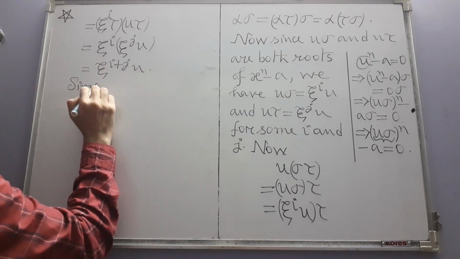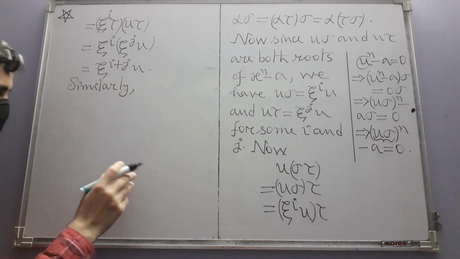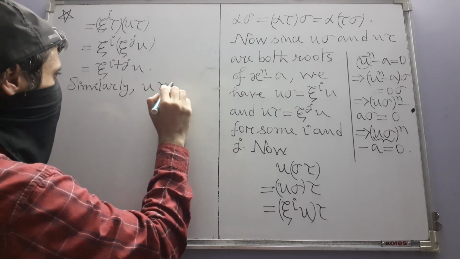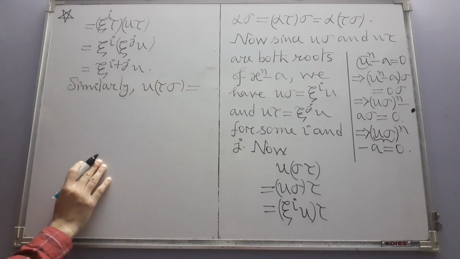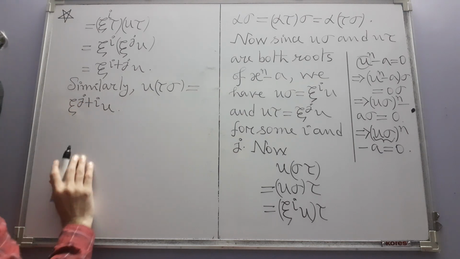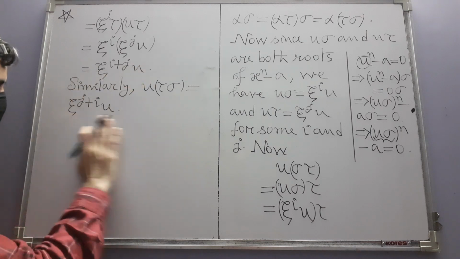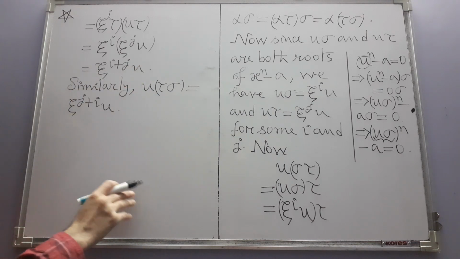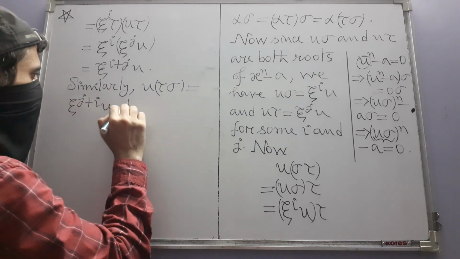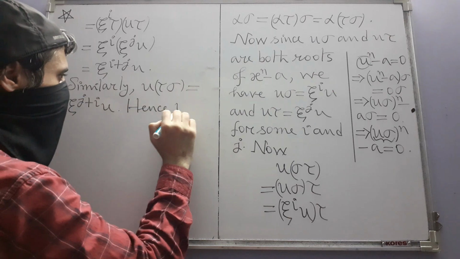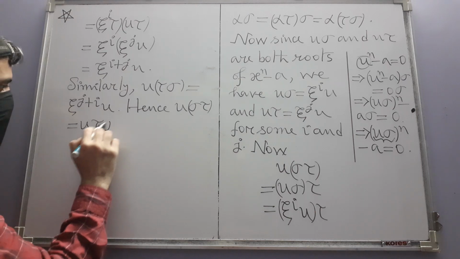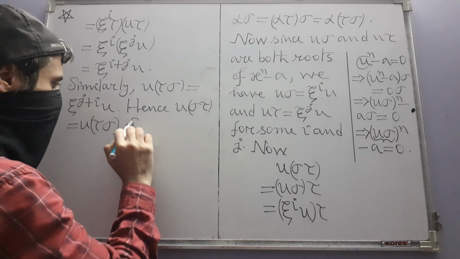Similarly, this calculation is also similar, so I am not going to do it in detail. Tau sigma, if you apply that on u, you are going to get j plus i u. If you keep all the orders in your calculation intact, you are going to get j plus i. But these two are equal. u sigma tau is equal to u tau sigma.